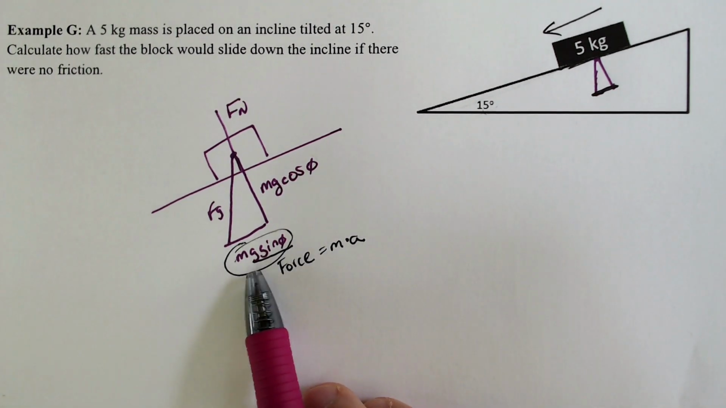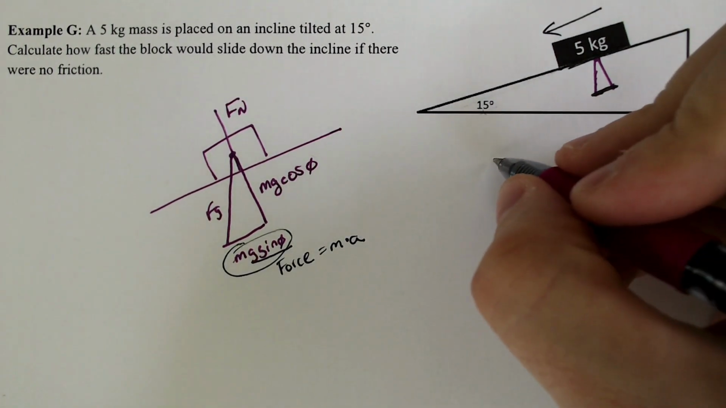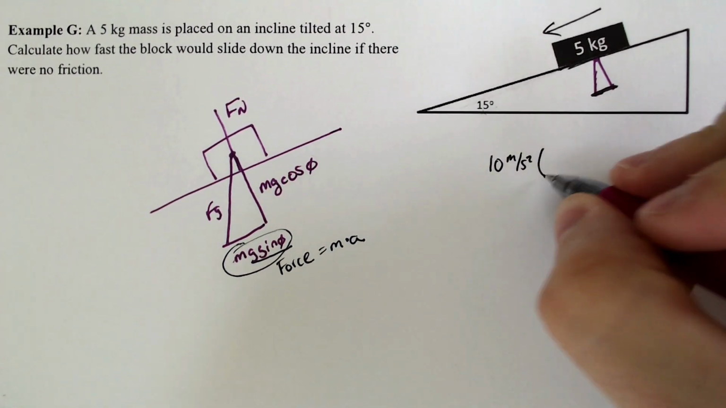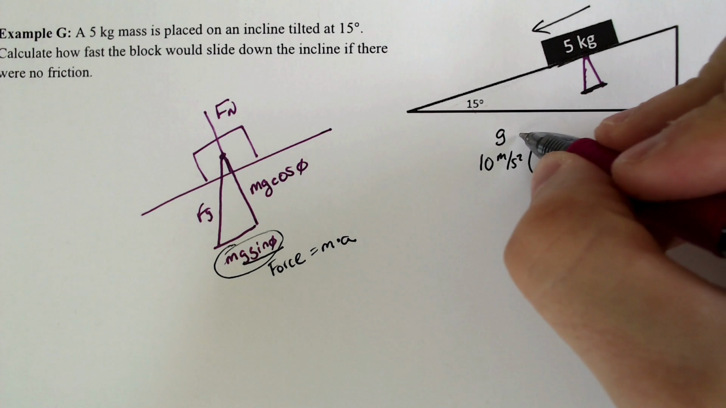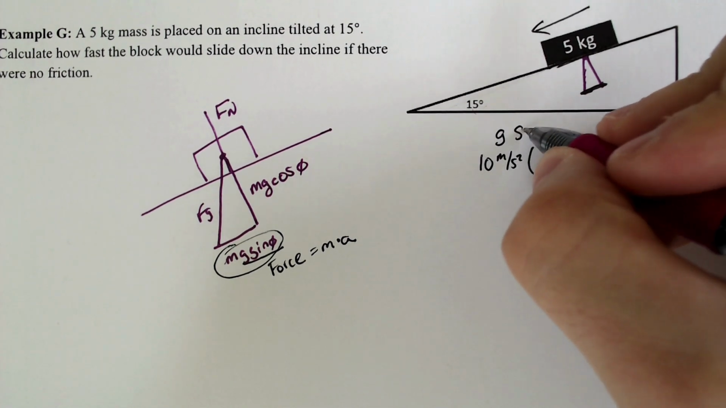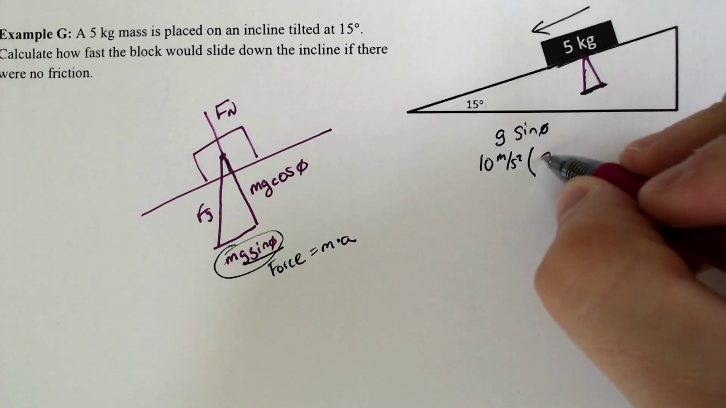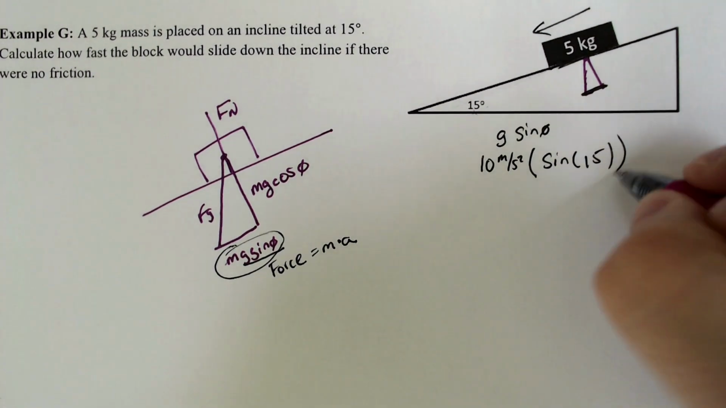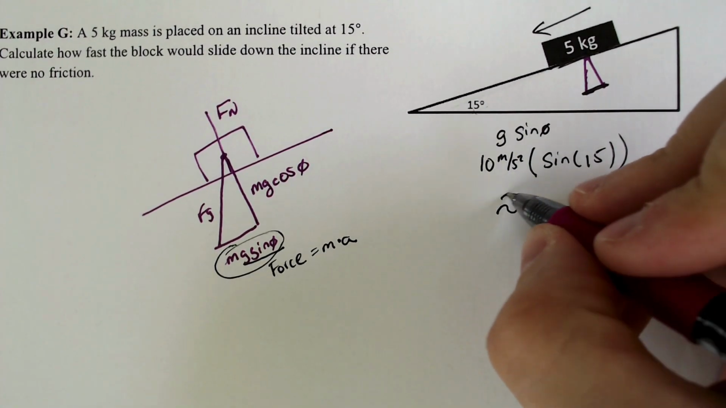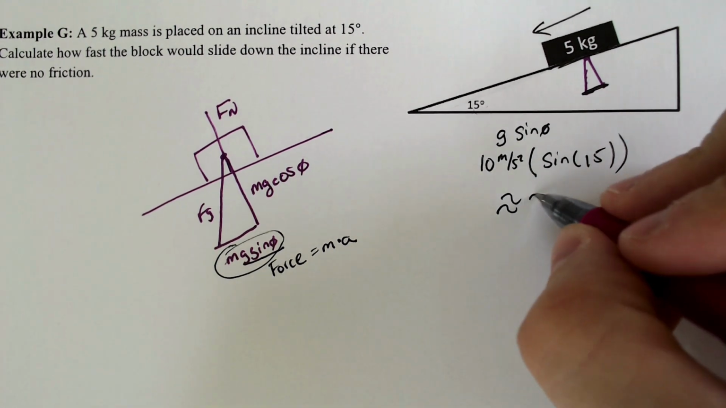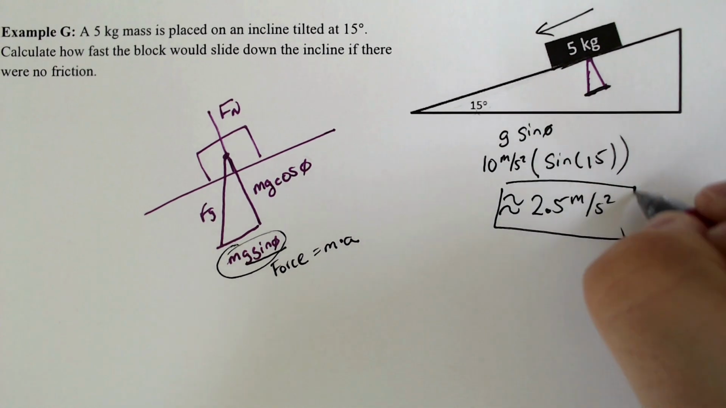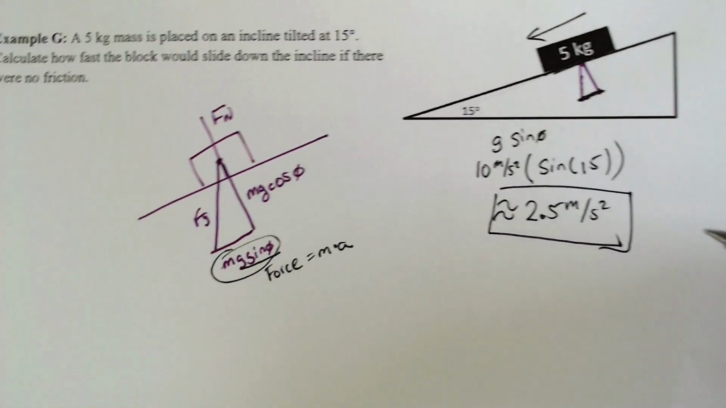We need to do g times sine of theta. Well, g is approximately 10 meters per second squared. You can also use 9.8. That's your g, times sine of theta. Well, theta in this case would be 15 degrees. So if we did that, we would get approximately 2.5 meters per second squared for how quickly this object is shooting down the ramp.